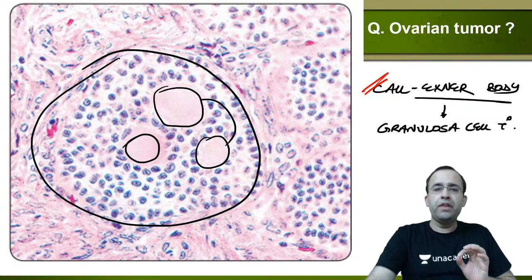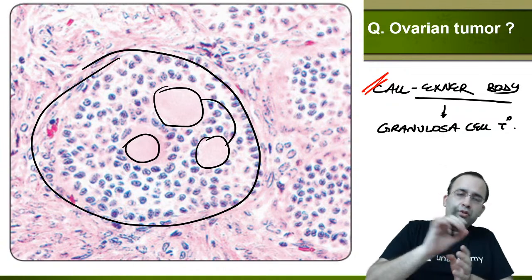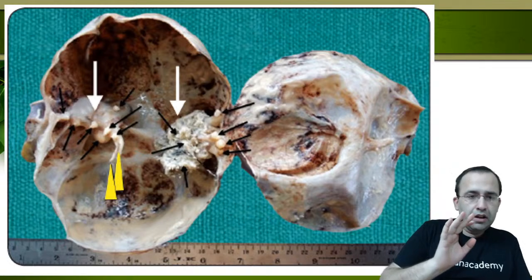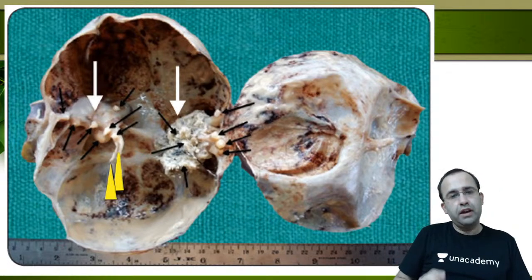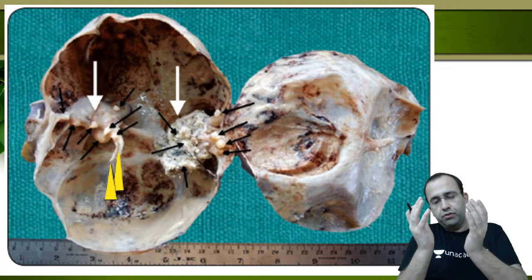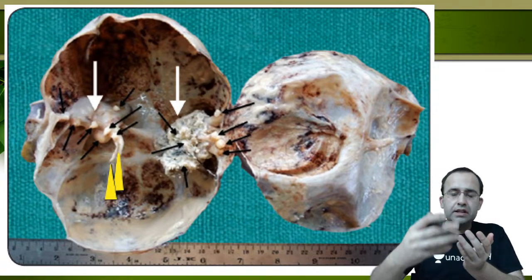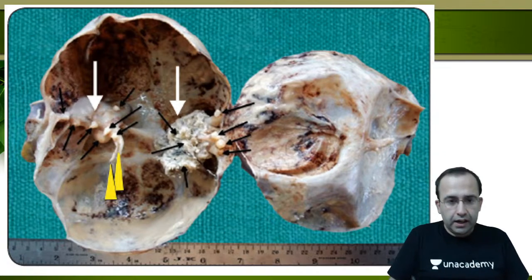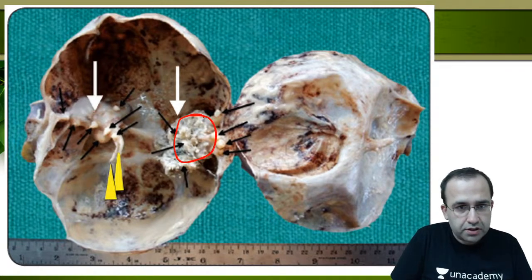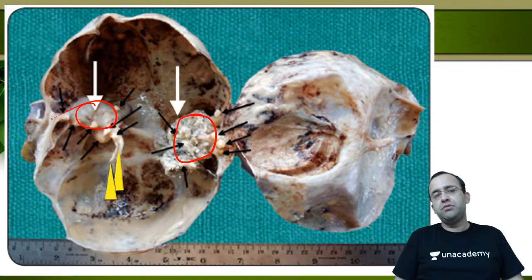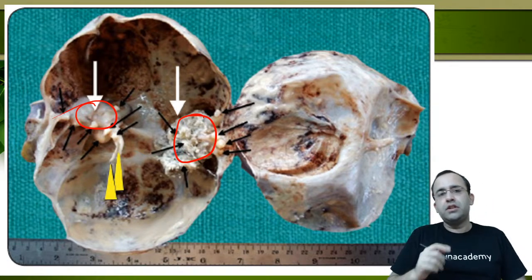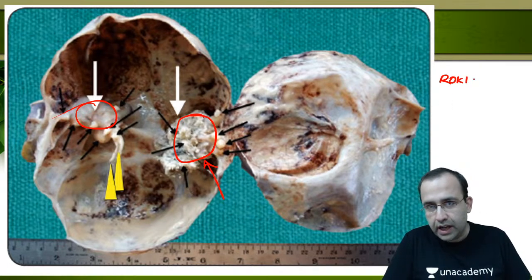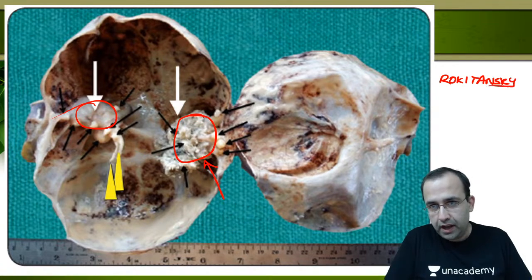In an ovarian tumor, if it is not a Call-Exner body and it looks complicated, mark it as Schiller-Duval body. I'll show it to you. Next, have a look at this gross. This was an ovarian tumor in which the central material has been scooped out. The central material has been cleared, and you are able to see some solid structures. What are the solid structures? These solid structures which are marked, they are the Rokitansky protuberances.